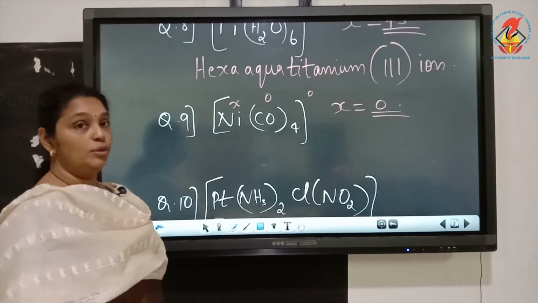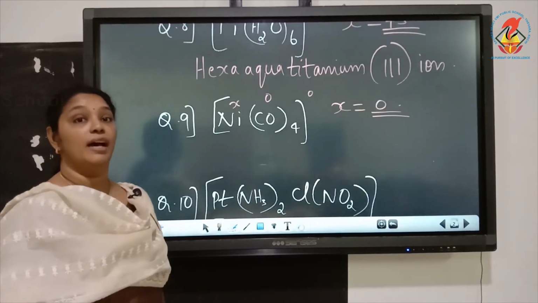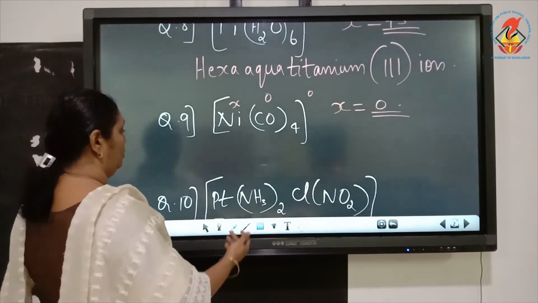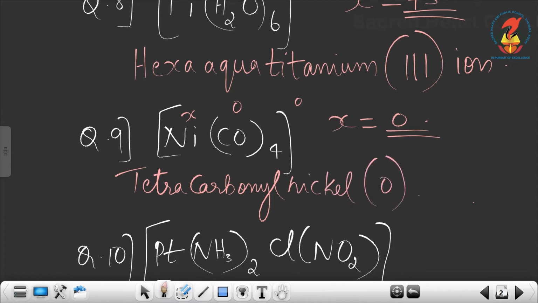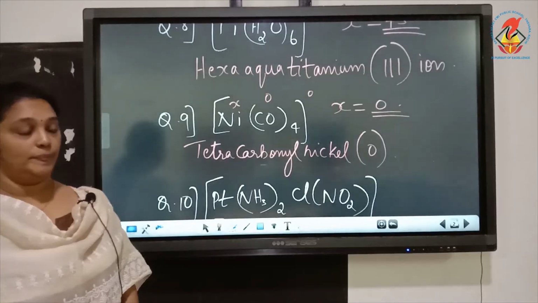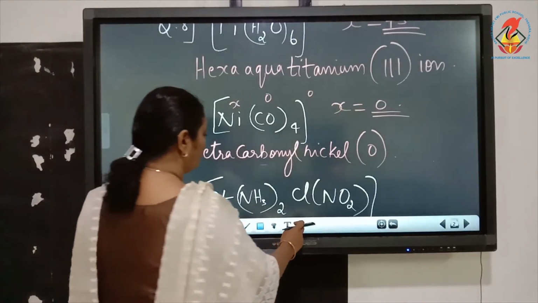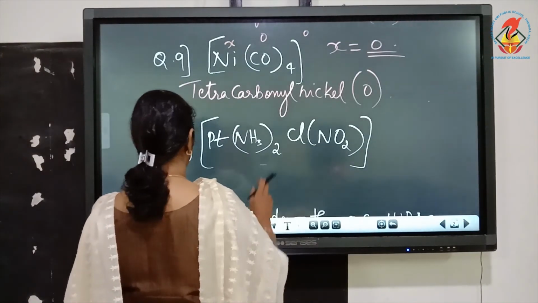Now let's write the IUPAC name. CO is named as carbonyl, and we have 4 CO, so it is tetracarbonyl. Now charge is 0, which means nickel is written as such, nickel. In bracket the oxidation number of nickel we got as 0. Now the last question, that is question number 10.